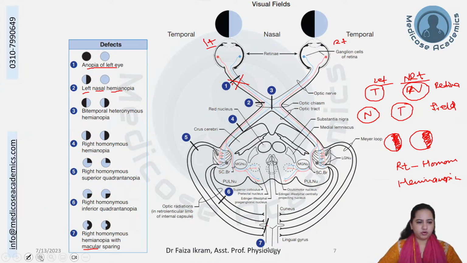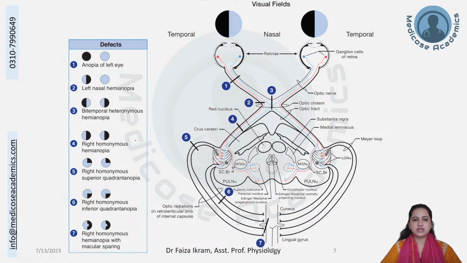One thing more, if you want to make it even easier for you in the exam: you solve this question and you are still unsure if you have done it right or not, you can see that after the optic chiasm, when the crossover has taken place, the loss is always going to be of homonymous type. Left-sided lesion, right homonymous hemianopia. Optic tract, hemianopia. Optic radiations, right homonymous quadrantanopia. Cortex, again right homonymous hemianopia with macular sparing.